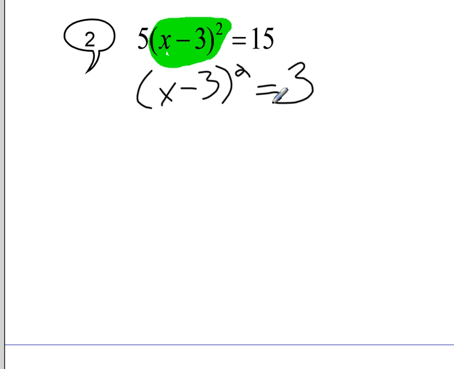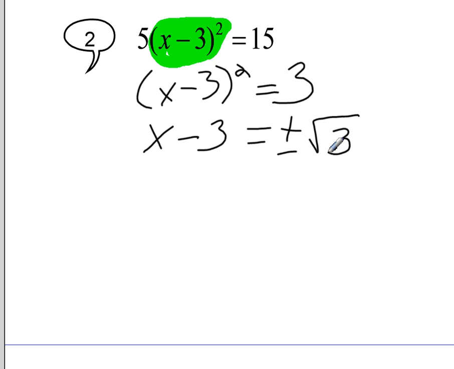Now I can square root both sides. Now square rooting the left just undoes the power of 2. Now I don't even need that parentheses right now. And on the right square root, I have to do positive and negative radical 3. So that's step 2, take the square root of both sides.